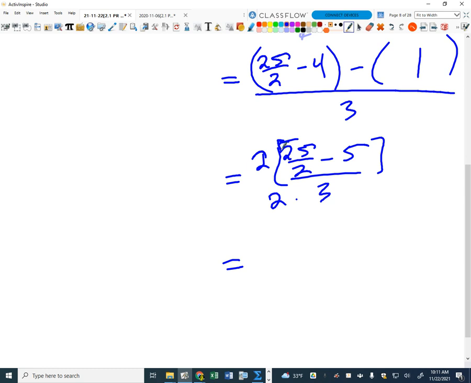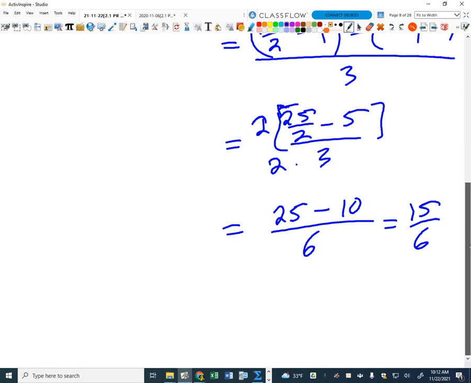this board is just about done. Cancel the 2's, so I get 25 minus 10 on the top, divided by 6 on the bottom. So 15 over 6, which reduces to, what's that going to be? Divided by 3, and I get 5 halves. So there's our average velocity, 2.5. Okay? Give me thumbs. How we doing?